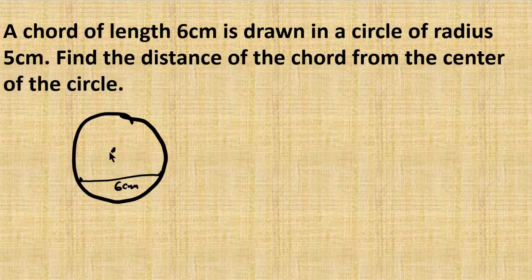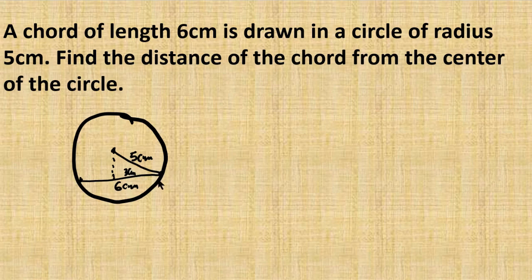Now, here's the center of the circle, and the radius is the distance from the center of the circle to any point on the circle. So I can take this distance to the circle to be my 5 centimeters. Now, I'm to find the distance of the chord from the center of the circle. Here is the distance of the chord from the center of the circle. This line must hit the chord at its midpoint, dividing the chord into two. So at this point, I'll have 3 centimeters.